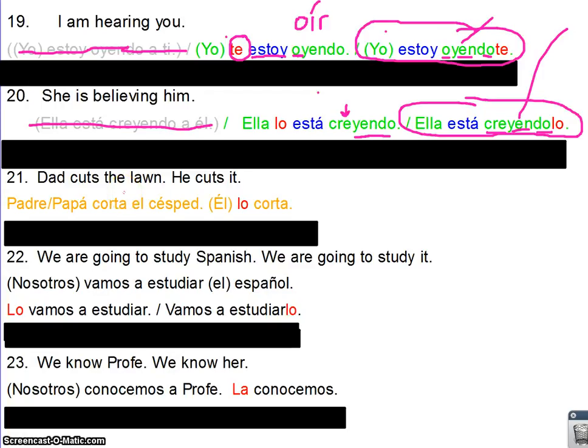I'm just saying what Dad does on a regular basis, so I just need the regular old present tense where you take off the AR and add o, as, a, amos, ais, an. So padre or papa, corta el césped.